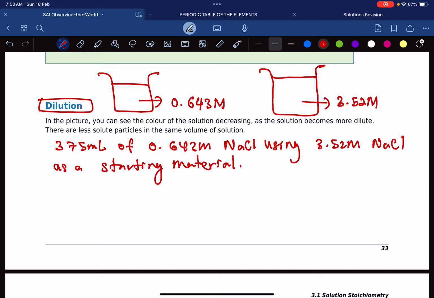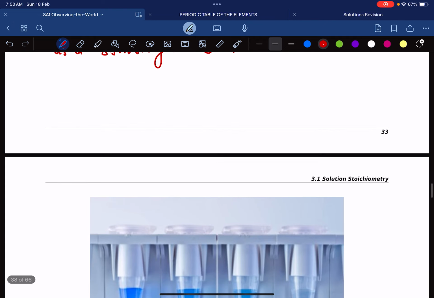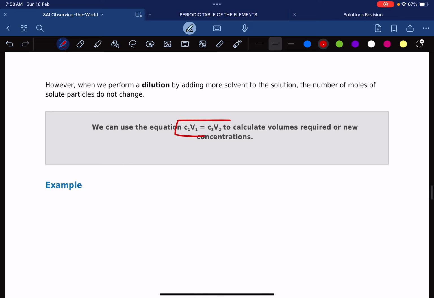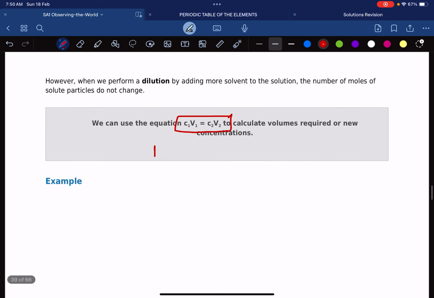What we're going to do is quite simply use a formula. The formula is here. For those of you who have done IGCSE, this is the formula that you are familiar with. For those of you who did SPM, the formula will be M1 V1 equals M2 V2: initial molarity, initial volume, final molarity, final volume, or initial concentration, initial volume, final concentration, final volume.